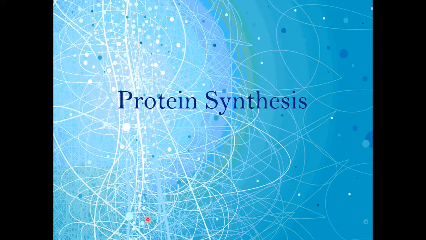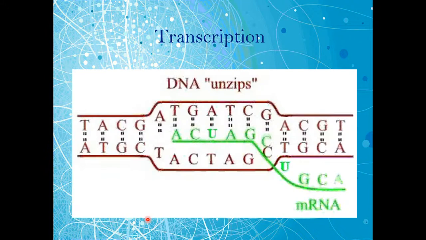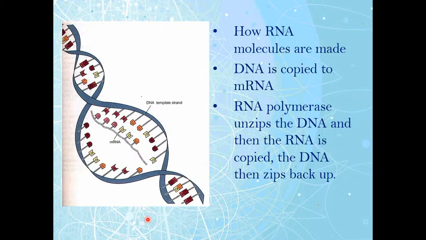This is your lecture on protein synthesis. Protein synthesis is broken down into two parts, transcription and translation. The first part, transcription, is making an mRNA copy of the DNA in the nucleus of the cell. This is done by creating a complementary strand based off of the DNA using uracil rather than thymine. So this is how all RNA molecules are made: mRNA, tRNA, and rRNA.